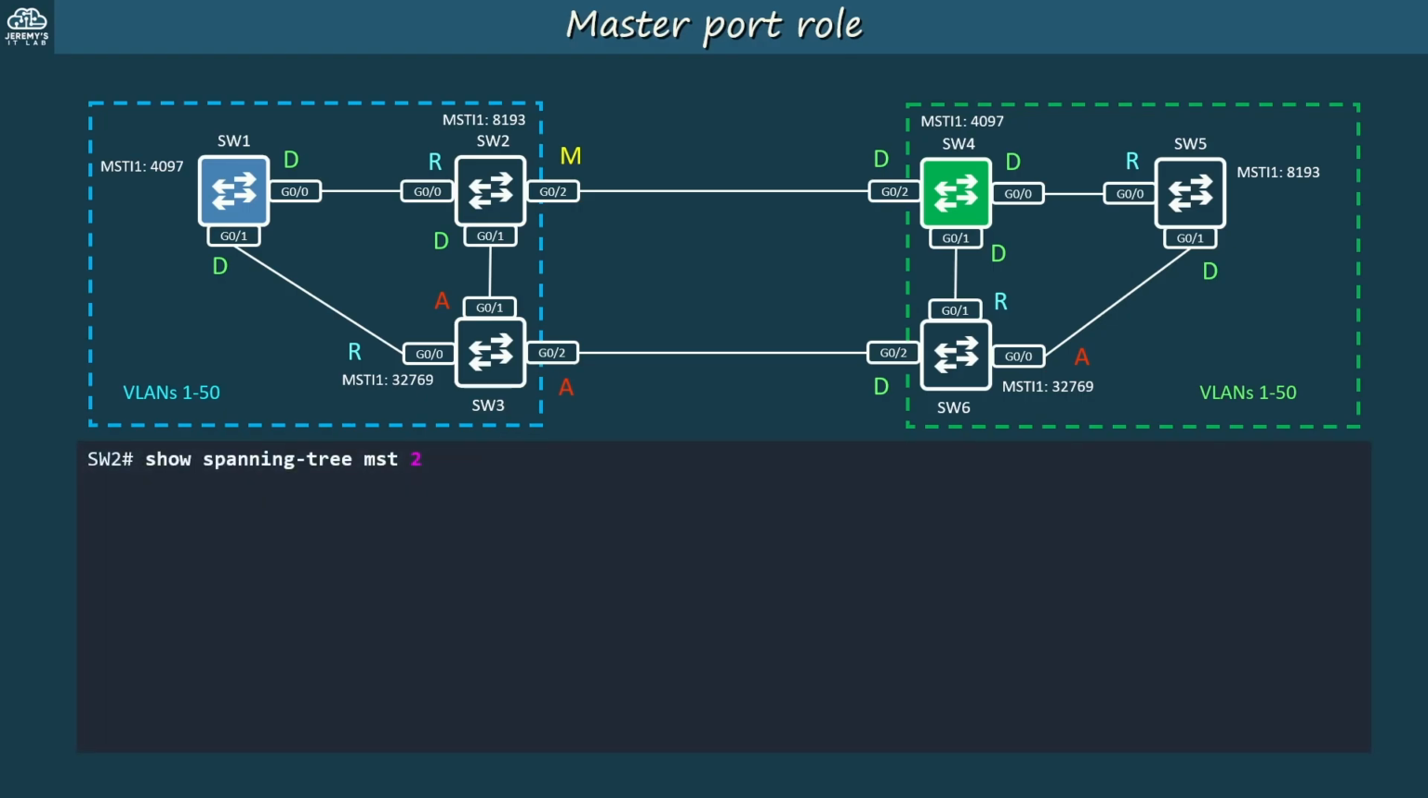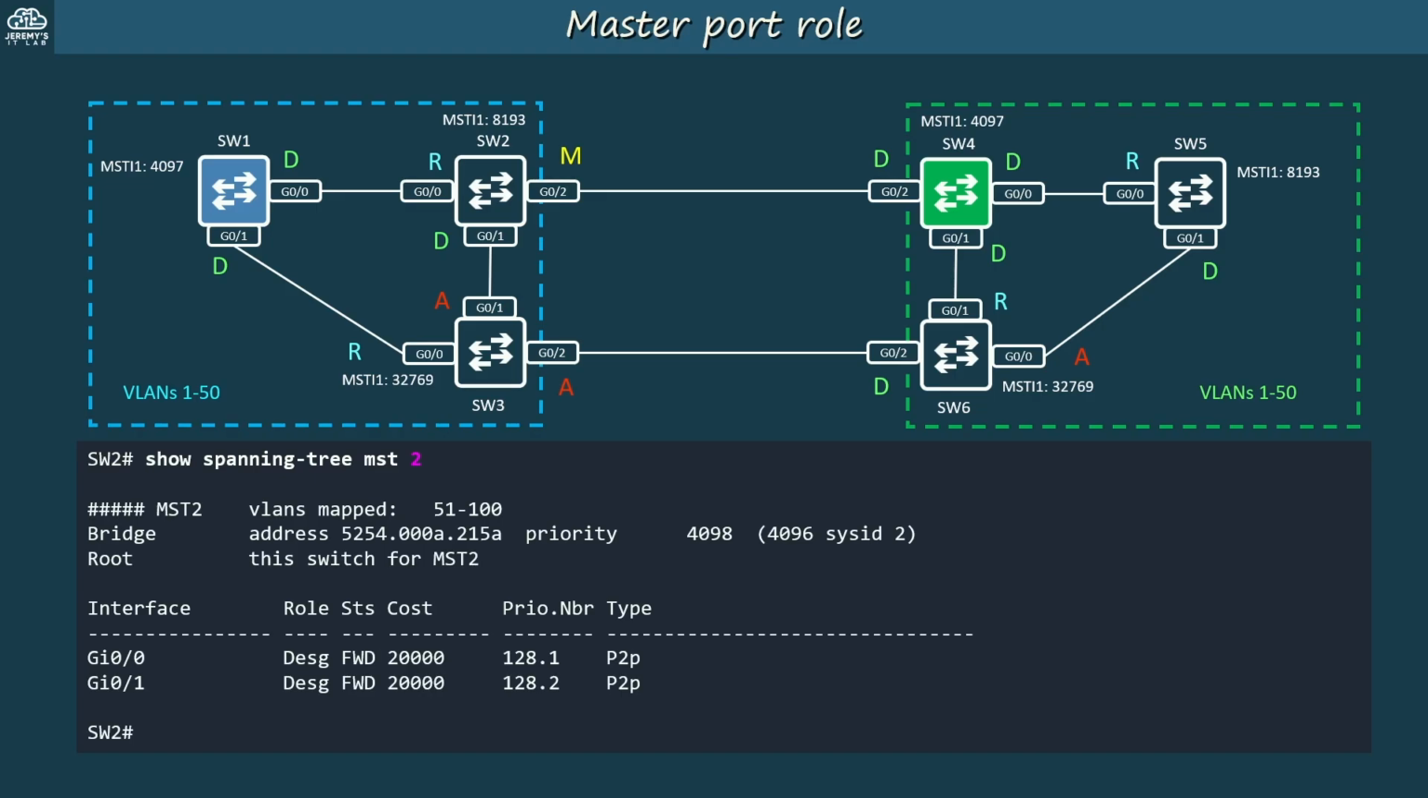And since I mentioned MSTI 2, let's check the same output for that instance. As you can see, G0/2 isn't even active in Instance 2. That's because the trunk connecting switch 2 and switch 4 only allows VLANs 1 to 50. None of MSTI 2's VLANs are allowed by G0/2, so it's not active in the instance.